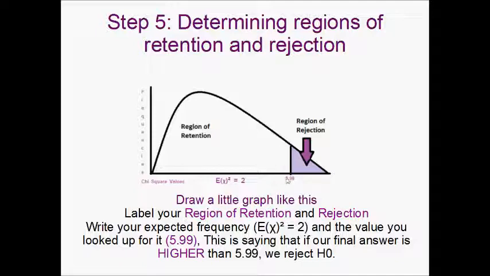If our chi-square is higher than 5.99, it would be in the region of rejection. That would be our final answer. So say our chi-square was 15. Since that's higher than the cutoff, it's in the region of rejection, so it's significant. If it's below this number, then it's not significant.